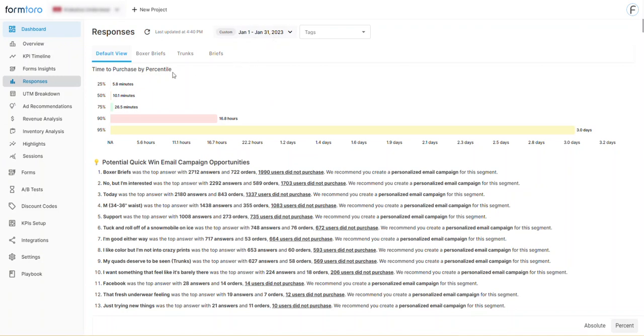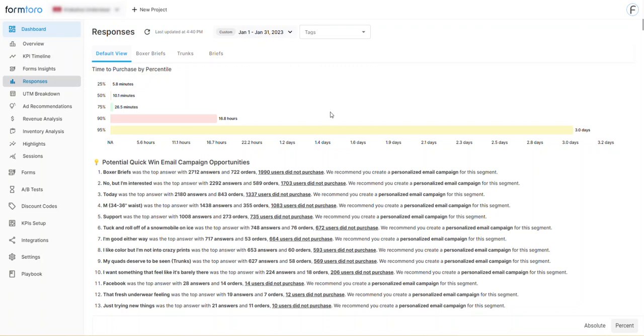where we have our time to purchase by percentiles in here. What that means is 25% of the people that purchased did so in 6 minutes, 50% of all those that purchased did so in 10 minutes, 75% purchased in 26.5 minutes, and 90% purchased within 16.8 hours. The max time period for this particular client was 3 days. After 3 days, 95% of all people that purchased within this time frame.